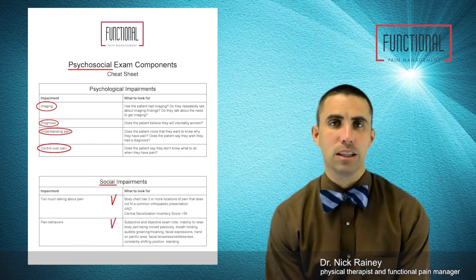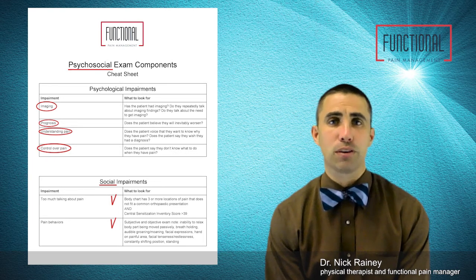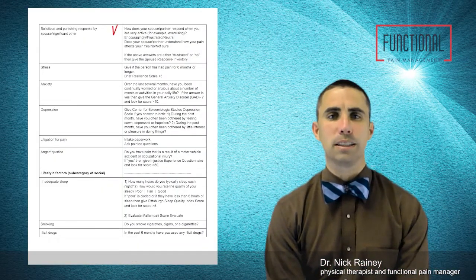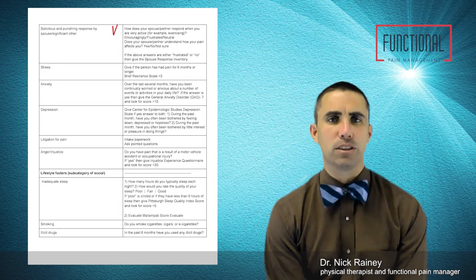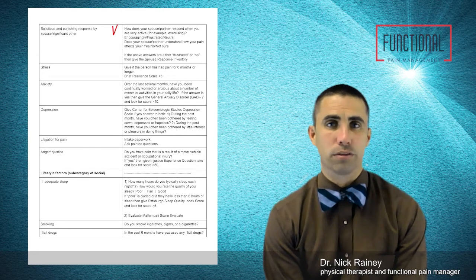The next category is a solicitous or punishing response by a spouse or significant other. We could talk about this forever, but I'll try to keep it brief. A solicitous response is a sympathetic but maladaptive response. These are very difficult for patients to identify typically. A punishing response is also maladaptive, but much easier for a patient to identify because they don't feel like their spouse understands them and is not supportive.